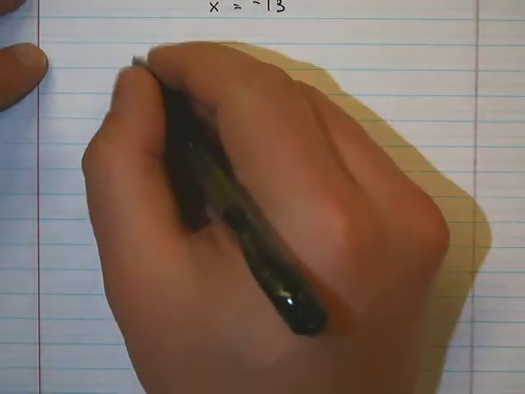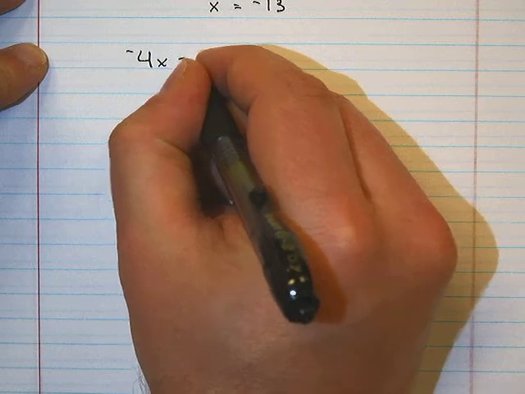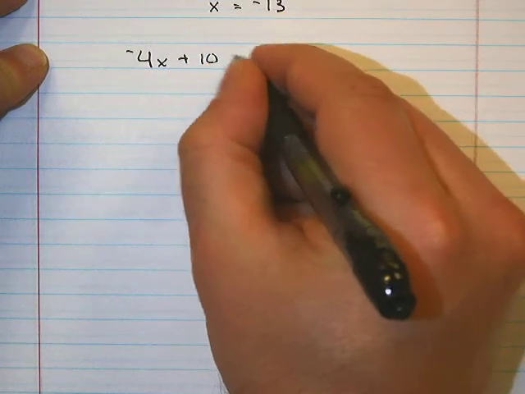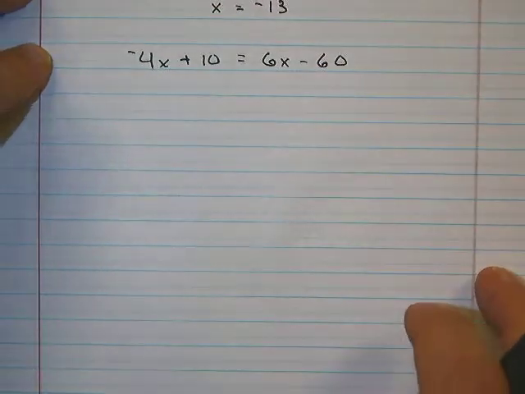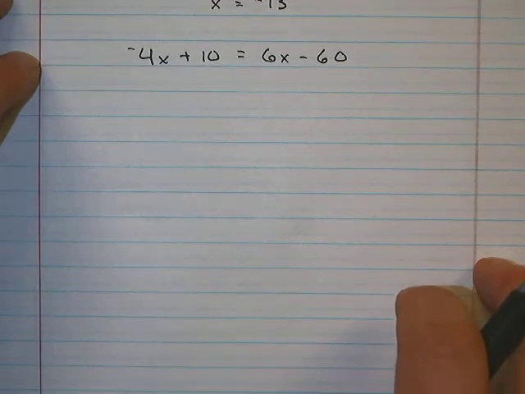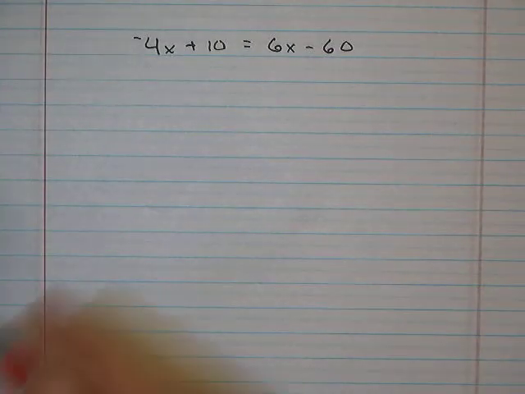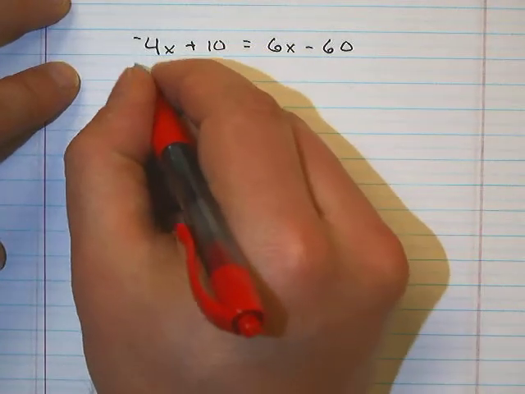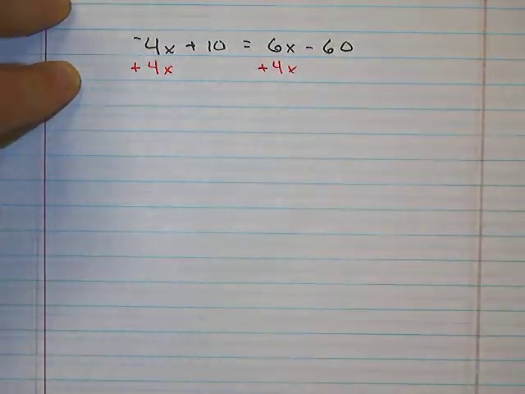All right, let's do another one. 4x. Let's make that negative 4x to make it spicy, right? Negative 4x plus 10 is equal to 6x minus 60. All right, so we want to get the variables to the same side first. They don't always have to go to the left-hand side. On this one, I think it's better if we push them to the right. So it's a negative 4x. We're going to add 4x to both sides.